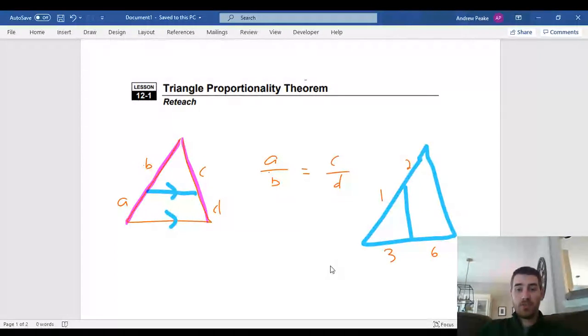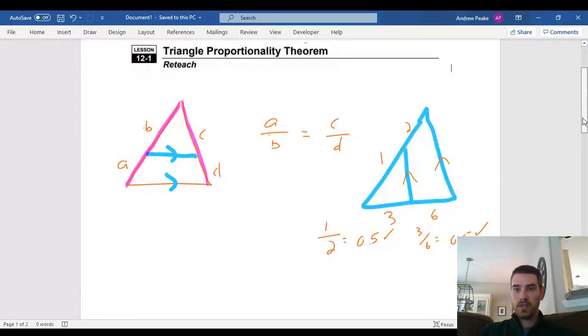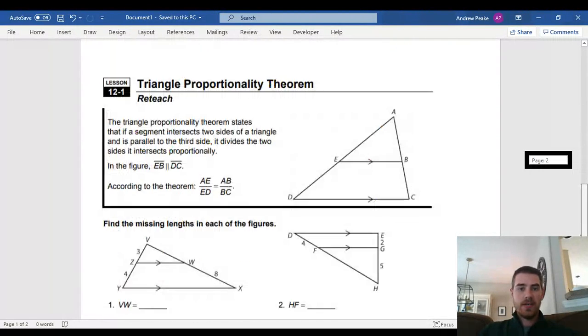That'll tell me whether or not these two lines are parallel to one another. So if I set up my proportion, the first one is 1 over 2, which is 0.5, and then we'd have 3 over 6, which would also simplify to 0.5. Since both of these have the same ratio, that tells me these two lines are parallel to one another. So that, in a nutshell, is the triangle proportionality theorem. Let's go ahead and look at some examples where we use this to solve problems.